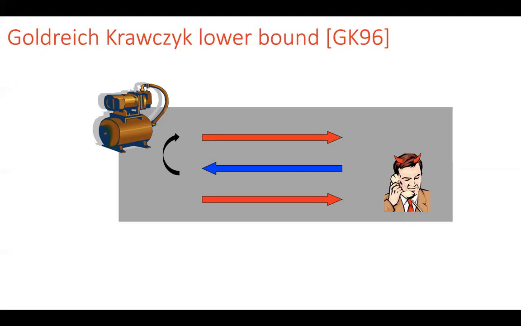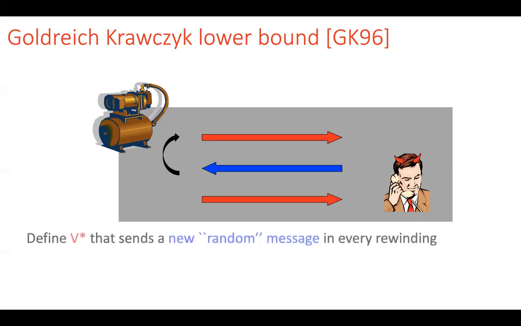So the lower bound begins by first defining a malicious verifier. And this malicious verifier generates a new random message for its 2nd message in every rewinding. The idea here is to construct a verifier that makes rewinding useless. Since there is only one message, the verifier has a random tape that it uses to generate the 2nd message, but we want in every rewinding to generate a new random tape, and then with that generate the message.